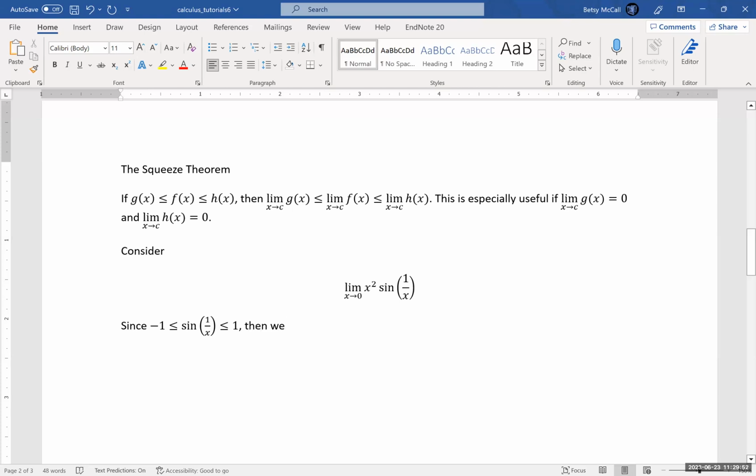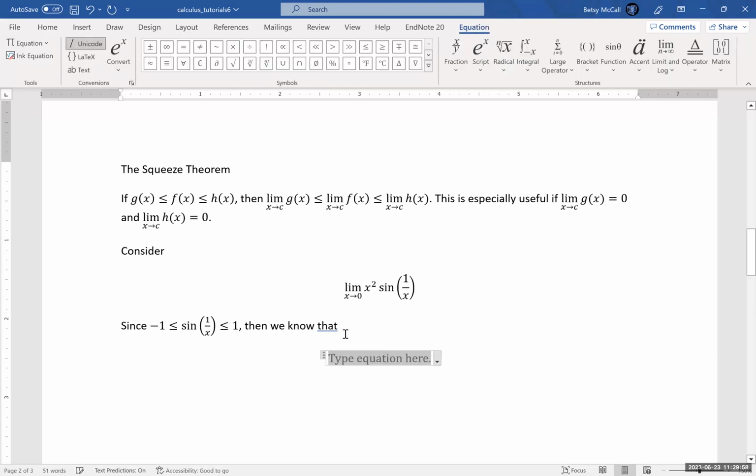Now, since we know that this is the case, if we multiply this entire inequality through by x squared, we will also have a true statement. So negative x squared is bounding x squared sine of 1 over x, which is bounded by positive x squared.